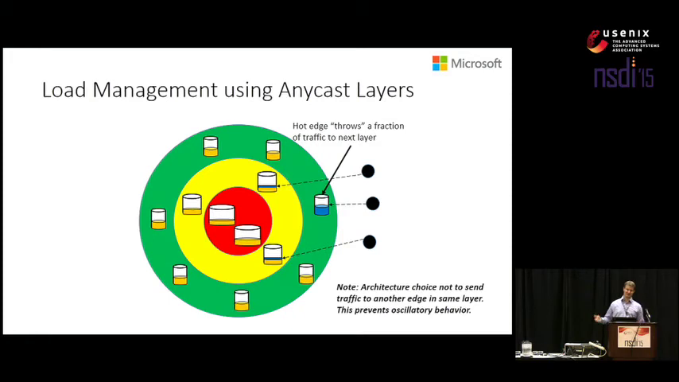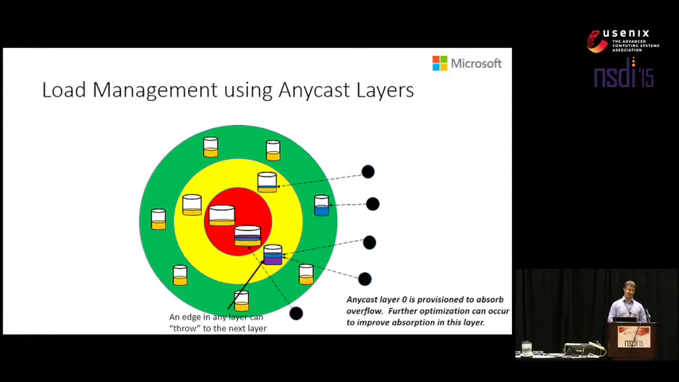So yeah, as I mentioned, the next layer does exactly the same thing. If a request lands on an edge in the second layer, it's hot, it throws the traffic over the wall, lands in the data center, and a data center is provisioned to actually handle that. And as I said, the last layer has what you can assume is infinite capacity to be able to handle whatever load you throw at it.